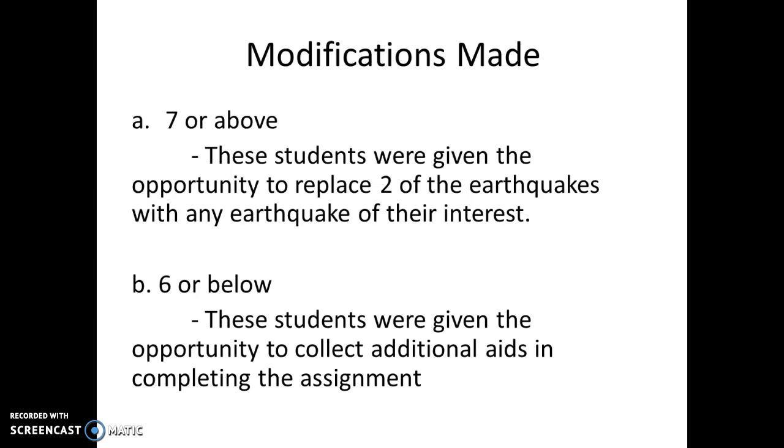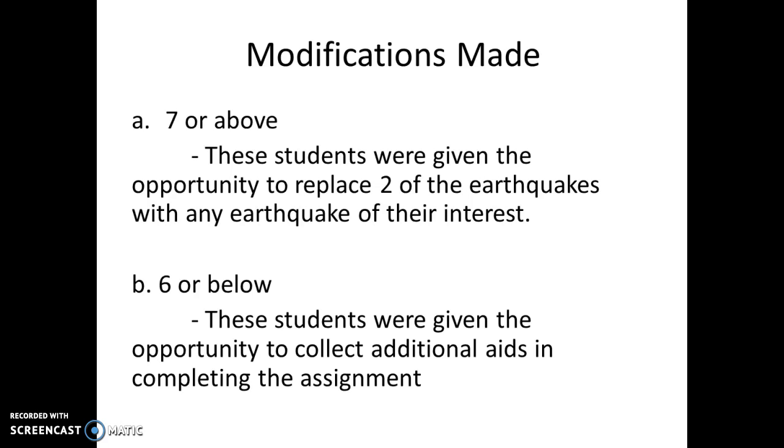So if they scored a 7 or above on the pre-assessment, these students were given the opportunity to replace 2 of the earthquakes with any earthquake of their interest, so they can go online and find any earthquake of their interest if they got a 7 or above. So here, this makes it a little more challenging for them. They would have to research and find a new earthquake that they can replace with one of the given earthquakes.